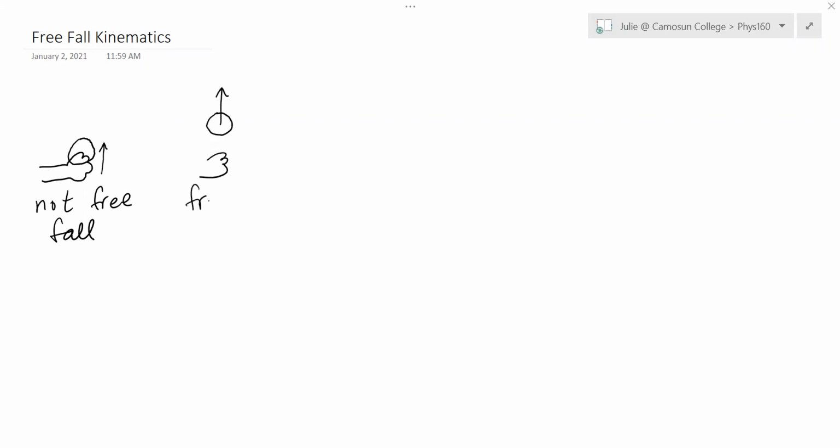Now this is free fall. And the instant it leaves your hand, the only force acting on it is the force of gravity. Okay, so the only force is force of gravity.